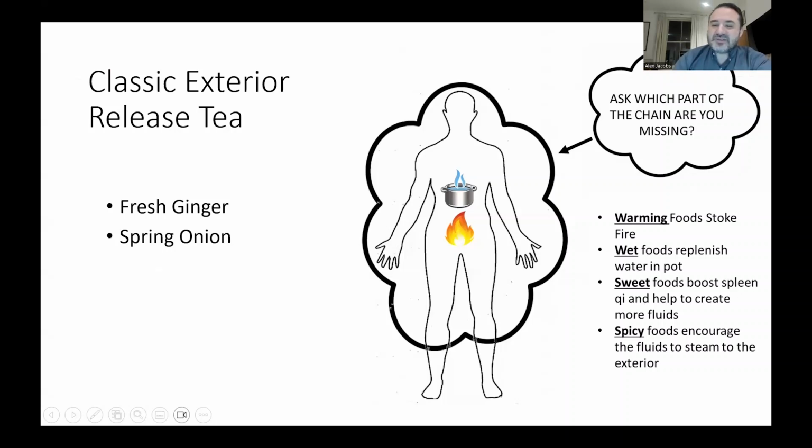So using the same principle, there's a classic exterior release tea, which is just a tea made from ginger and spring onion. And this is actually in the Formulas and Strategies book as a formula to treat an early stage cold. But what's interesting is if anyone's into Asian cooking or particularly Chinese cooking, the most common start to a recipe is fry up some fresh ginger and spring onion in oil to extract the aromatics. So it's not just for flavor, it's for effect.